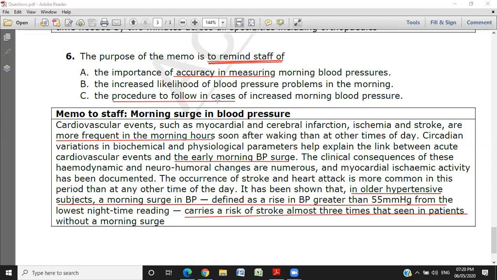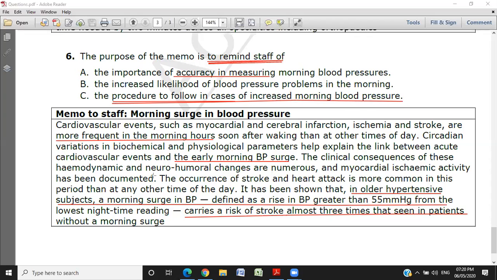So again, the answer choices are not specific to any category of patient. All of them are related to the general category of patients with blood pressure. It tells us that because of certain reasons it can be high, but it doesn't go on to tell us what we should do because of it. It doesn't give us any idea that because of this we have to measure the blood pressure every morning, or whether we have to be more careful while measuring, or what we should do if the blood pressure is high. So that is helping me to rule out C, the procedure to follow in cases of increased morning blood pressure.